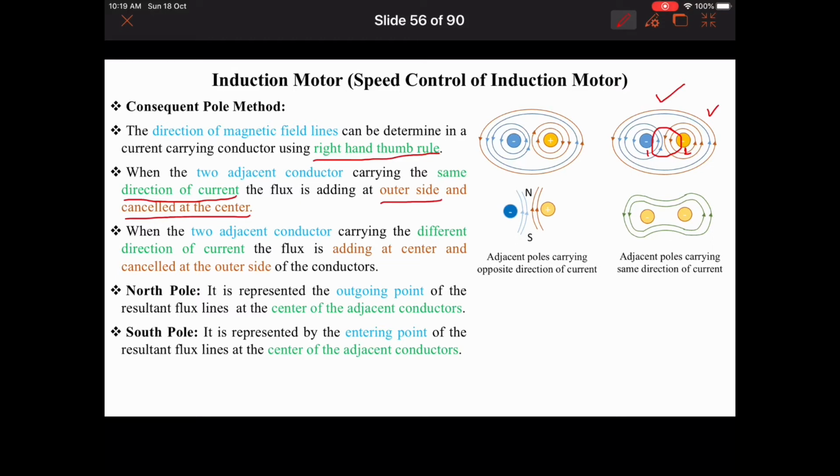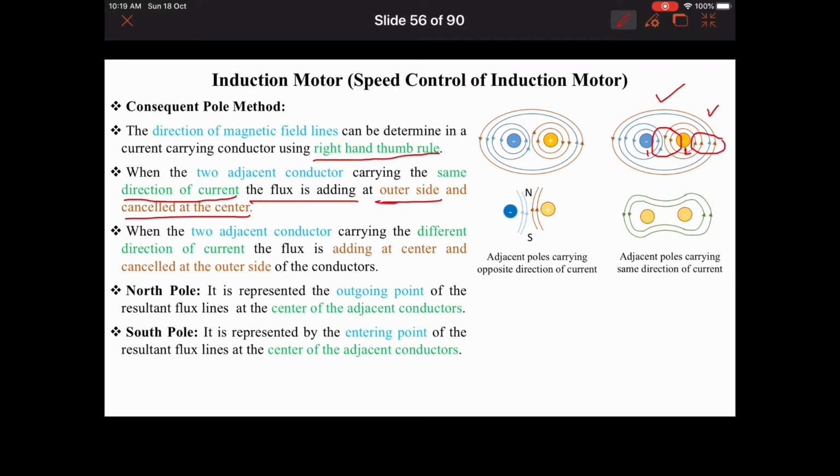While at the outer side we can see that the direction of the magnetic field lines is the same for conductor 1 and conductor 2. Therefore, they will add, or we can say the flux is adding at the outer side.